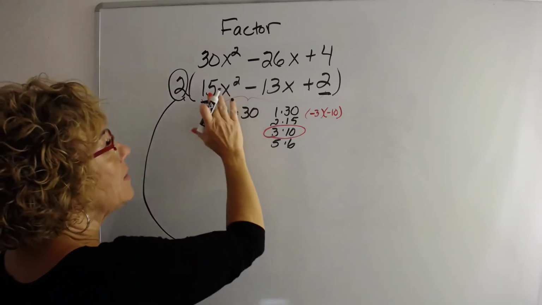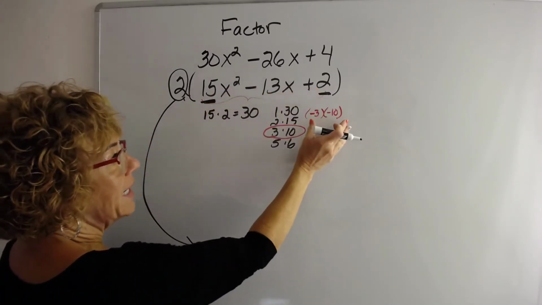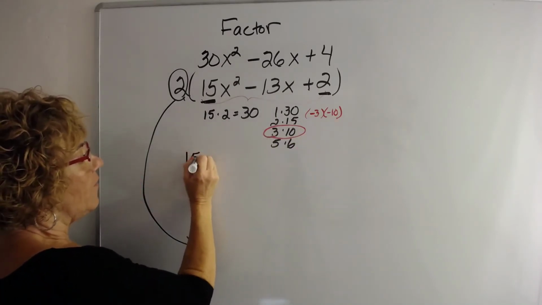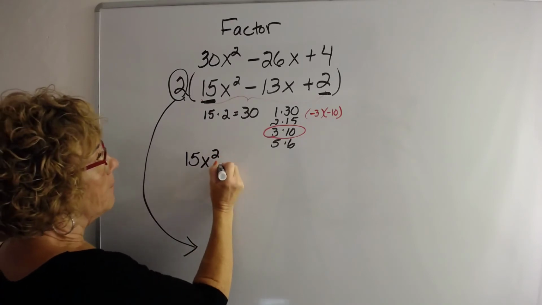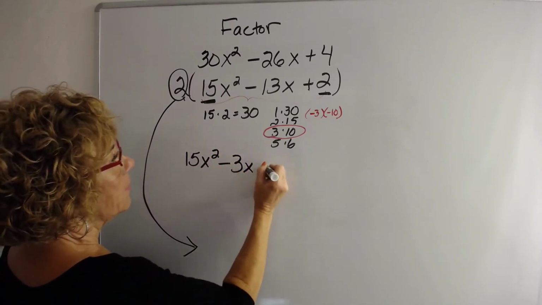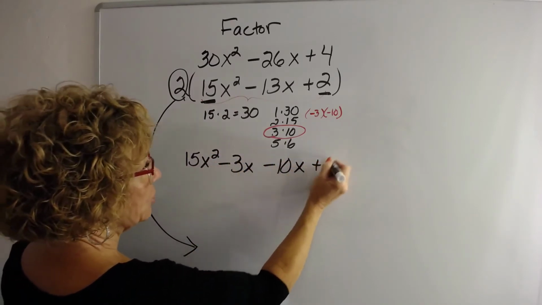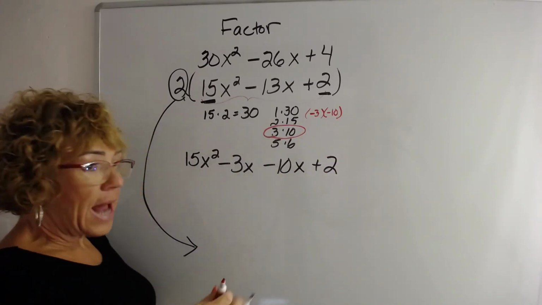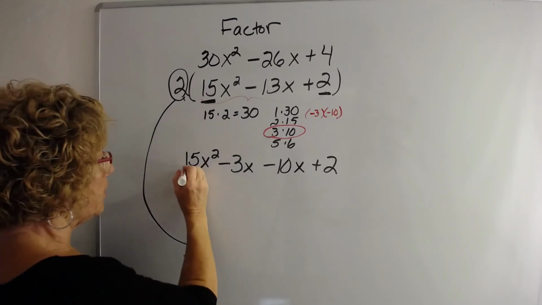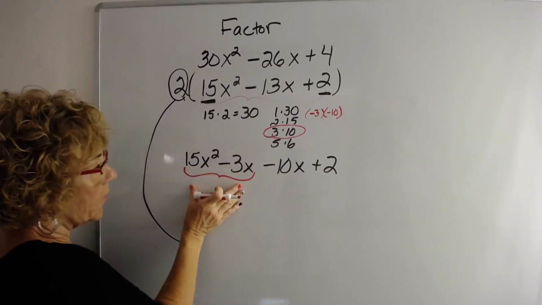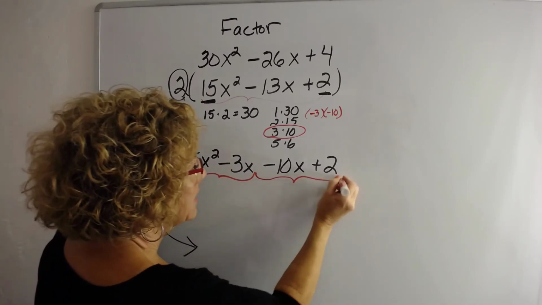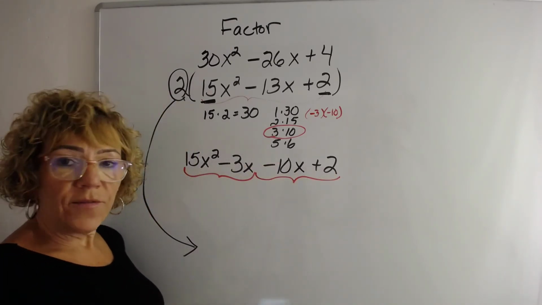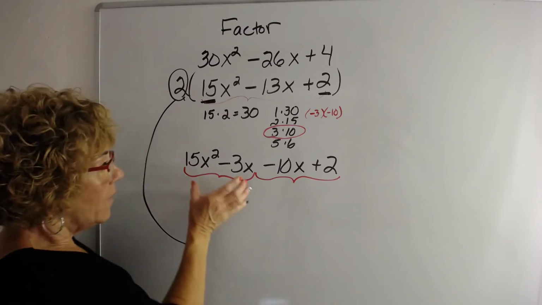Okay, so now let's split our 3 terms into 4 using these factors. We're going to have 15x squared minus 3x minus 10x plus 2. Okay, so we have 4 terms, and we're going to factor 4 terms by grouping. So I'm going to group the first 2 and the last 2. Be very careful of the signs. When factoring 4 terms by grouping, we factor the first 2.